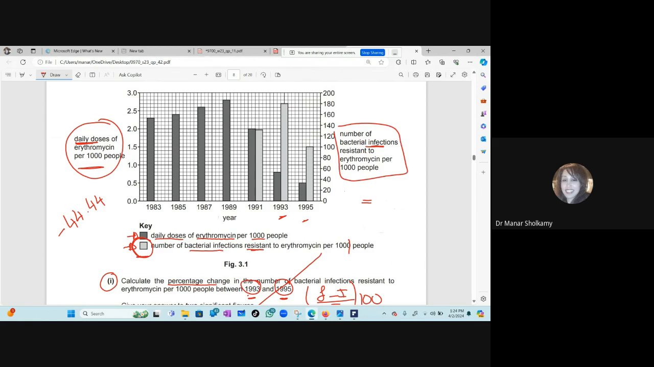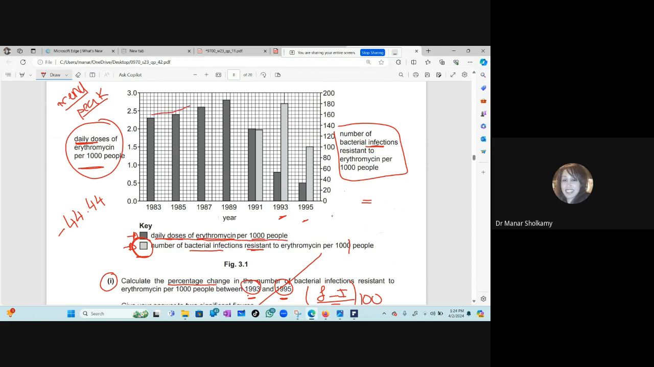Look, I will give you an advice. When you come to describe a graph, look for, number one, the trend, if it is increasing or decreasing, and always discuss the peak or the maximum value. So let's look at the dark bars. The dark bars, which represent the daily dose of erythromycin per 1,000.